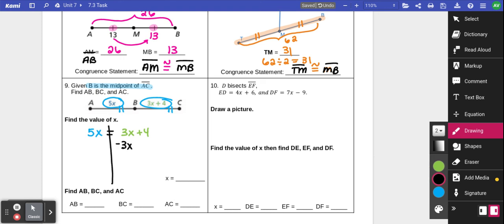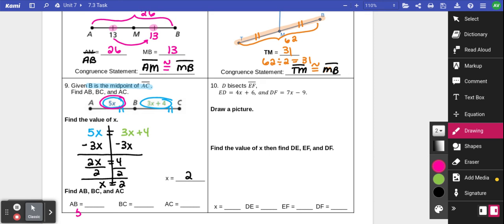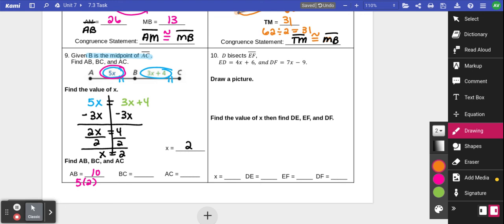Now, this is an equation that we can solve. We would just subtract 3x on both sides, and that gives me 2x equals 4. Then we would divide by 2, so x equals 2. Once we know that x is 2, we can find all this other information. So AB can be found using this part of the equation right here. So 5 times 2, which gives me 10. BC can be found using this part of the equation. So 3 times 2 plus 4, which also gives me 10. And AC would be whatever I get by adding both of those up, so I get 20.